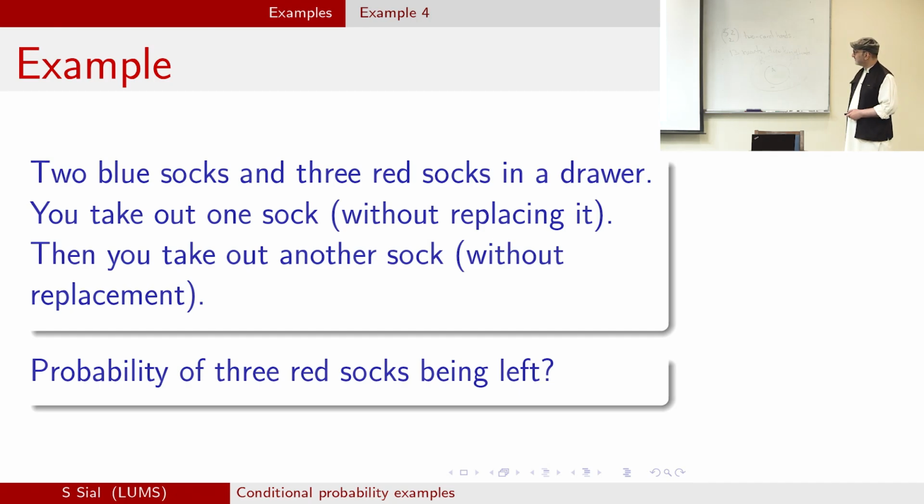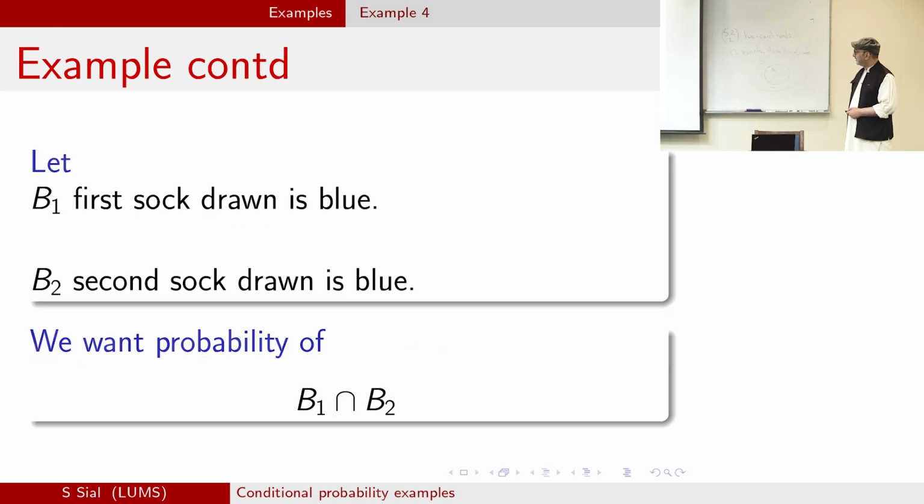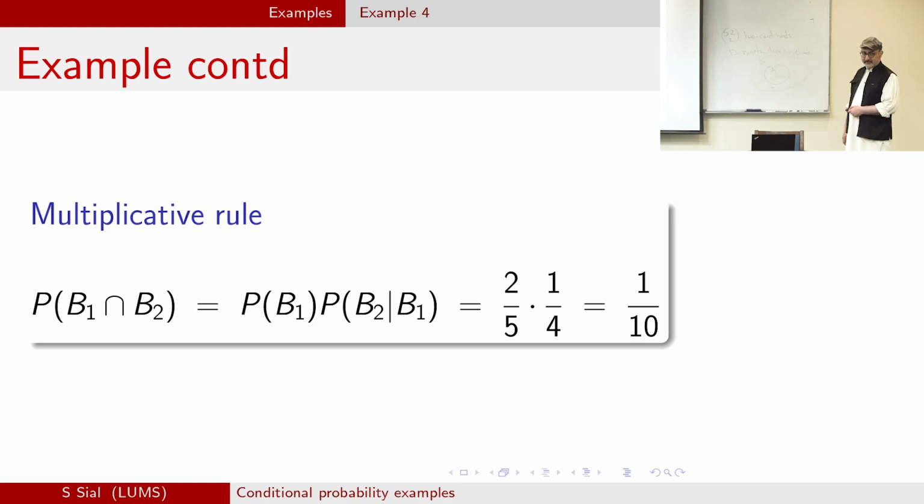Okay, let's reason our way through it. B1 is the first one is blue, B2 is the second one is blue. We want B1 intersection B2. So we use our multiplicative rule again. Probability of B1 intersection B2 is the probability of B1 times the probability of B2 given B1. Probability of B1: you had 2 blue socks out of 5 socks, and you picked one of them. What's the probability that it was blue? 2 out of 5.